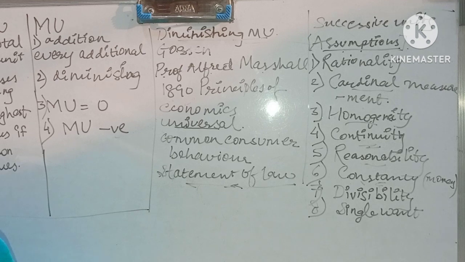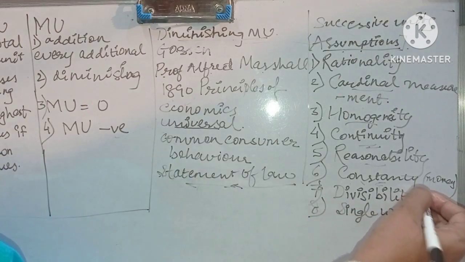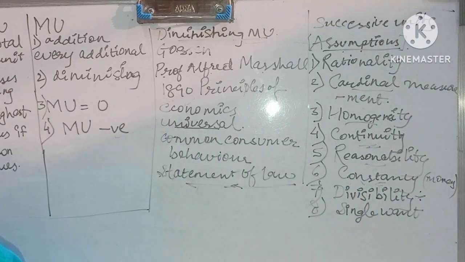Then comes divisibility. The law assumes that the commodity consumed by the consumer is divisible so that it can be acquired in small quantity. Divisible means you can divide it into smaller quantities. The last one is the single want. A given commodity can satisfy a single want of a person. One commodity satisfies one want of a person. The law assumes an experience of a single want which is completely satiable at a given point of time. Okay, this is what the law assumes.